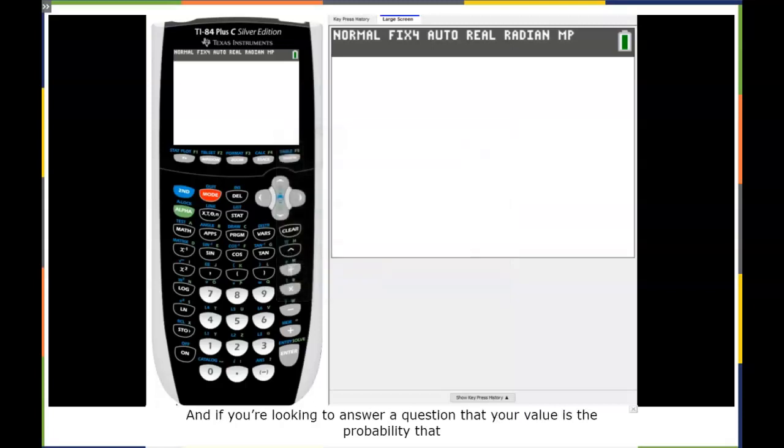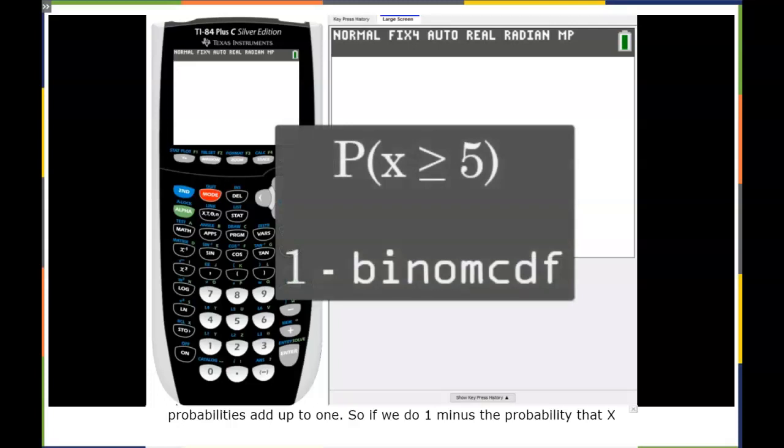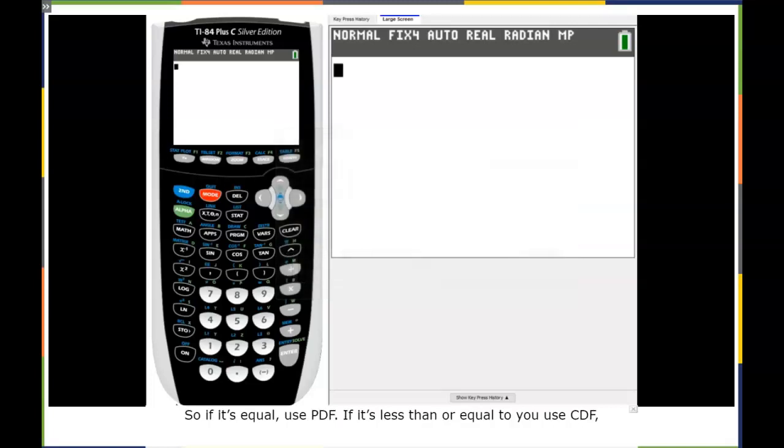And if you're looking to answer a question where your value is the probability that X is greater than a value, then what you're going to have to do is a little bit of math on top of the CDF. The CDF only takes care of less than or equal to. We're looking for greater than or equal to. But the cool thing about it is we know all probabilities add up to 1. So if we do 1 minus the probability that X is less than that value, then we're going to get the right answer.